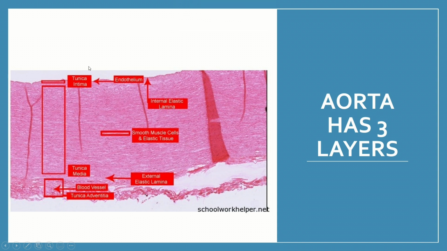So all of these layers contain living cells, and they need blood supply to stay alive. The tunica intima and the inner one half of the tunica media will get their blood supply from the lumen through diffusion of the nutrients, and the outer one half of the tunica media and the tunica adventitia will get their nutrients from the vasa vasorum.